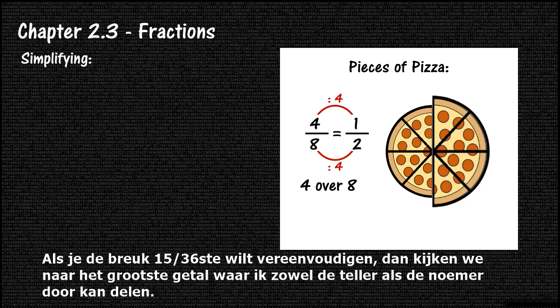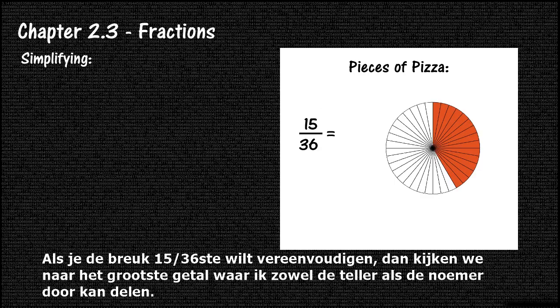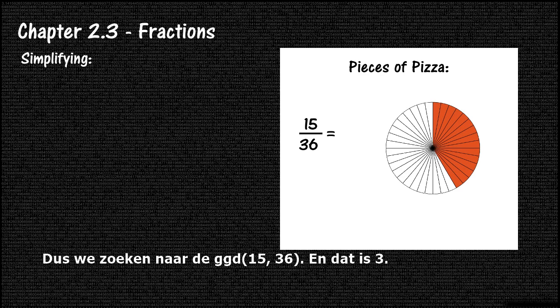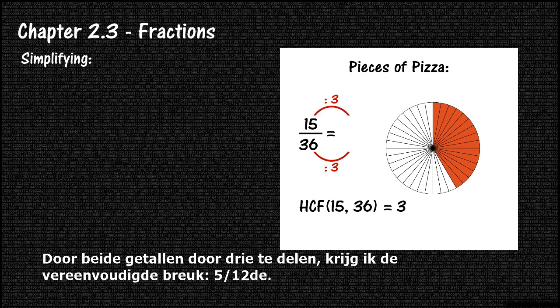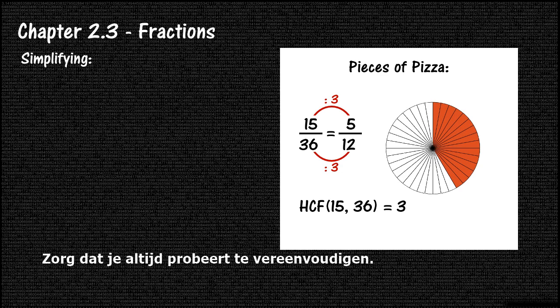If you want to simplify the fraction 15/36, we look for the biggest number both the numerator and the denominator can be divided by. So we're actually looking for the HCF of 15 and 36, which is 3. By dividing both numbers by 3, I get the simplified fraction, 5/12. Make sure you always try to simplify.